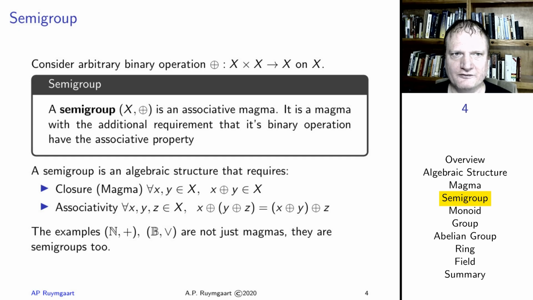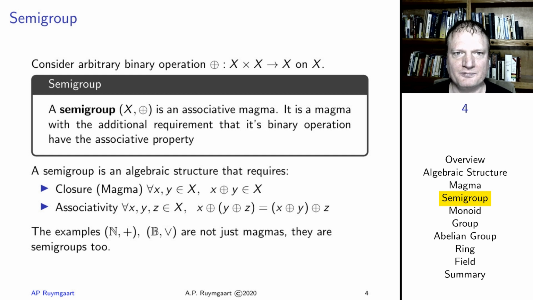Now let's move on to a structure called a semigroup. A semigroup is an associative magma. So it's a magma with the additional requirement that its binary operation has the associative property. So consider again an arbitrary binary operation ⊕ that maps ordered pairs in the Cartesian product of X with itself back to single elements in X. The only requirement here is that that binary operation is associative, besides the fact that it needs to be closed, which we inherited from the magma.